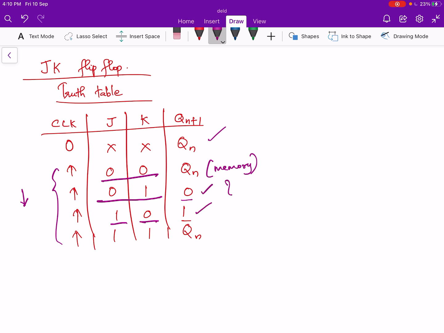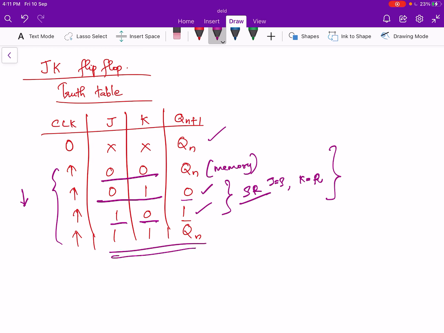So these two conditions correspond to the SR flip-flop. In SR flip-flop, when S is equal to 0 and R is equal to 1, the output will be equal to 0. And when S is equal to 1 and R is equal to 0, the output will be 1. So here we can write J corresponds to S and K corresponds to R. These three conditions are actually similar to SR flip-flop, and this fourth condition is different.